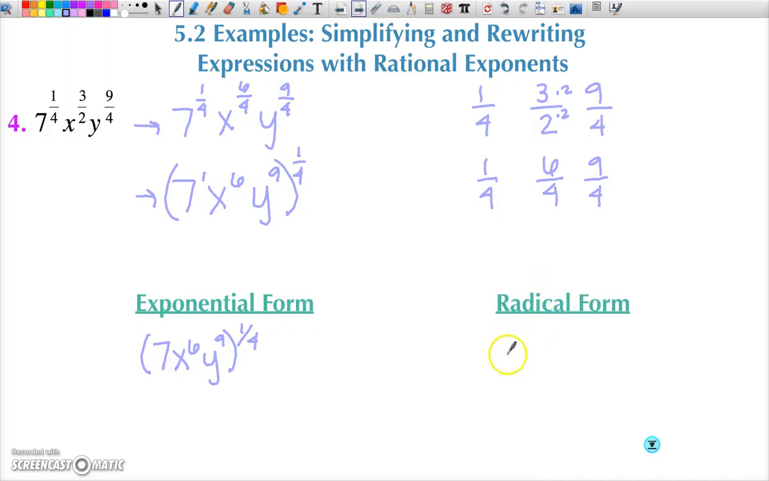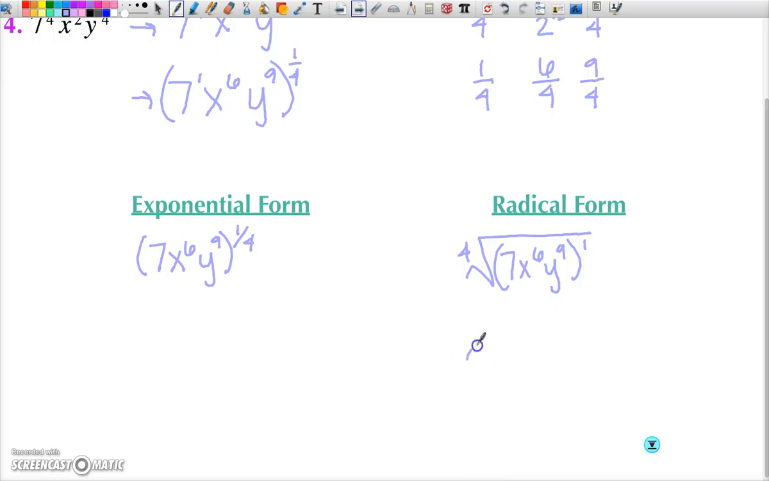Where in radical form, this 4 is our index number. So we have the 4th root of 7x to the 6th, y to the 9th, and this would all be raised to the 1st power, but again, we want formality. We want this to be a formal answer, and so since anything raised to the 1st power is the same as just leaving it, I'm going to rewrite this now without that parentheses and without that 1 there.